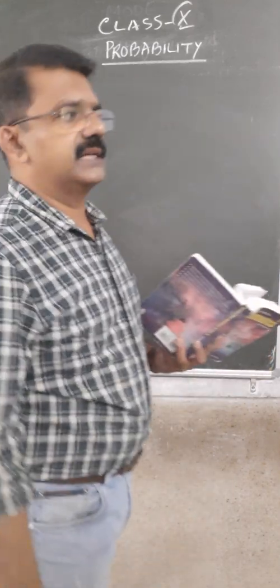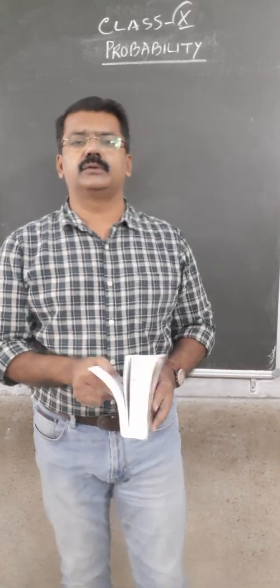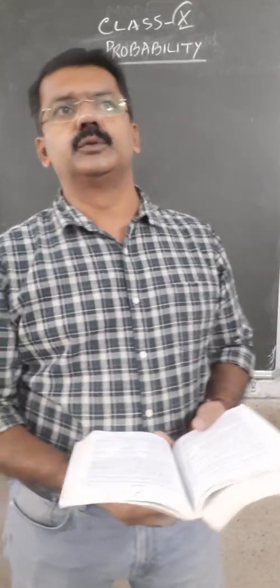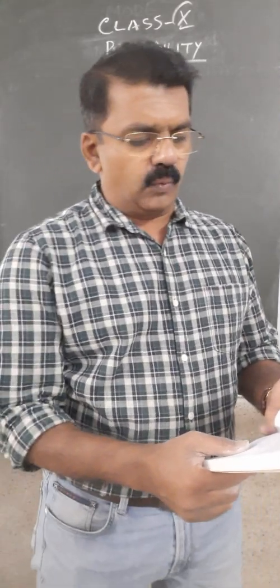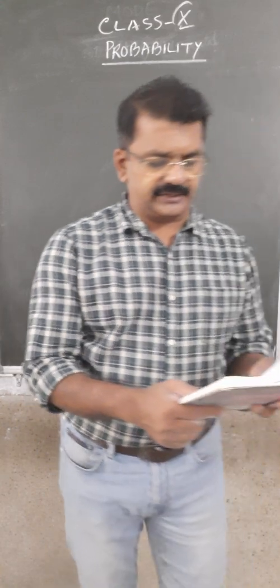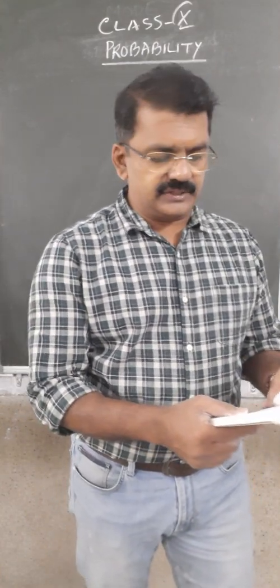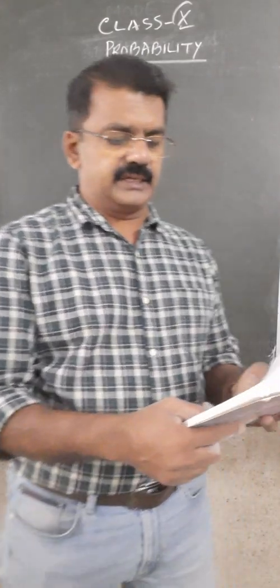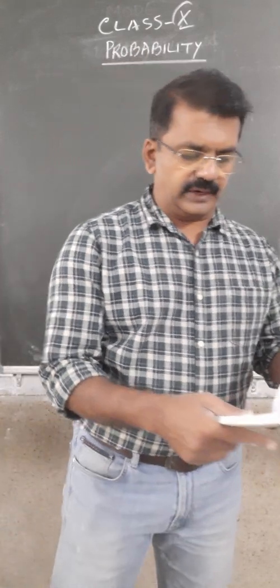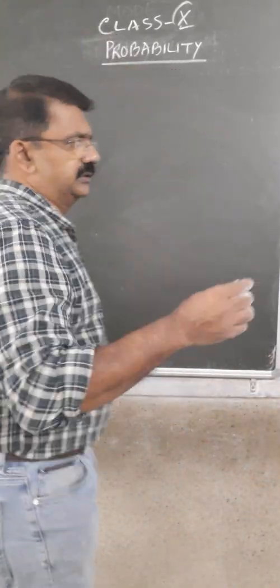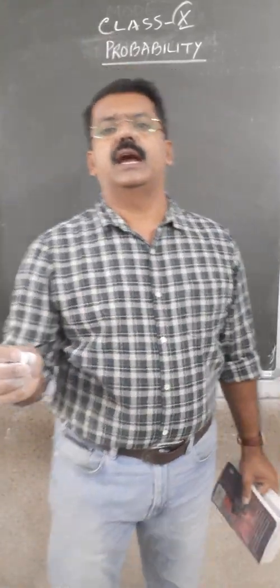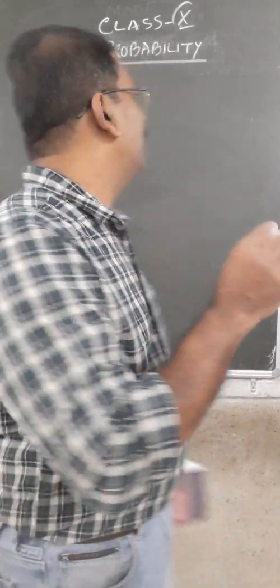In the previous class, I told you something about cards, the number of suits, the number of cards, black cards, red cards. So the question says, one card is drawn at random from a well shuffled deck of 52 cards. Now you have to find the probability of drawing. Few parts are there. Before doing this question, I'll just give you a recap.